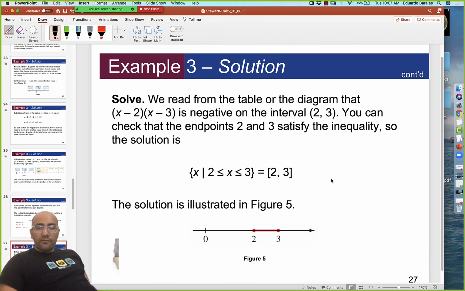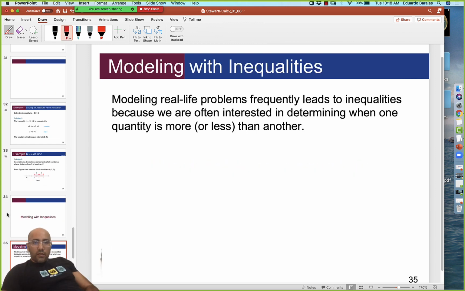Okay, so it's just a matter of organizing it in a way that makes sense to you. I will accept any way you want to do it. Whatever makes sense to you is fine with me. Are there any questions? Inequalities.